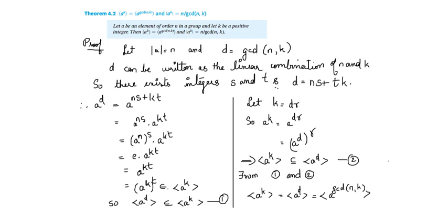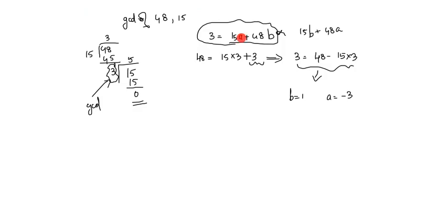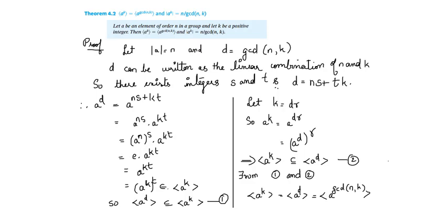So d can be written as the linear combination of n and k. So definitely we can find two integers s and t. It can be any integers. The example which I showed was with a and b, but in this textbook they are using the letters s and t, so I am also using the same. So there exist integers s and t such that d is equal to ns plus tk.